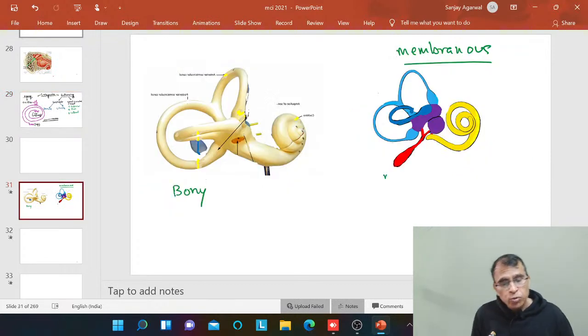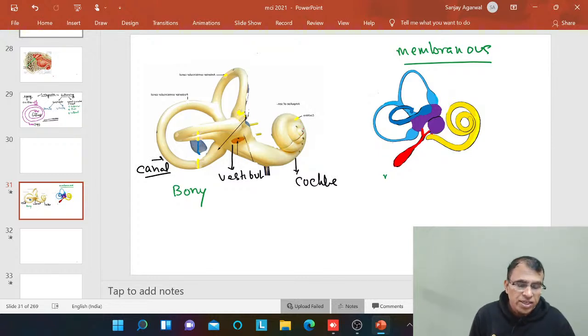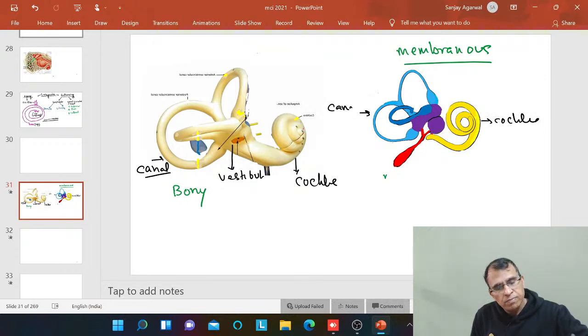Is that clear? So you can easily identify the bony cochlea as well as the membranous cochlea. You can see the coil structure. The yellow one in the membranous part, that is a cochlea, isn't it? So this is your cochlea. This is the vestibule. And these are the canals, obviously. Canals are very easy to identify. Actually, cochlea and canals are very easy to identify. So between the two is the vestibule. And so this is your cochlea. These are the canals. And this is the vestibule area.